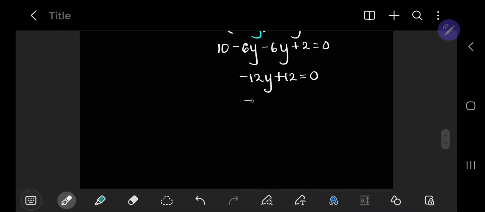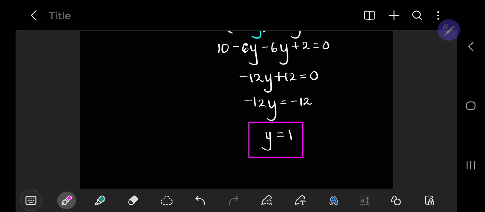Since we're trying to solve for y, let us take this positive 12 over to the right. It becomes negative. To get y alone, we can divide both sides by the coefficient of y. So we're dividing both sides by negative 12. Doing so, we have y is equal to positive 1.